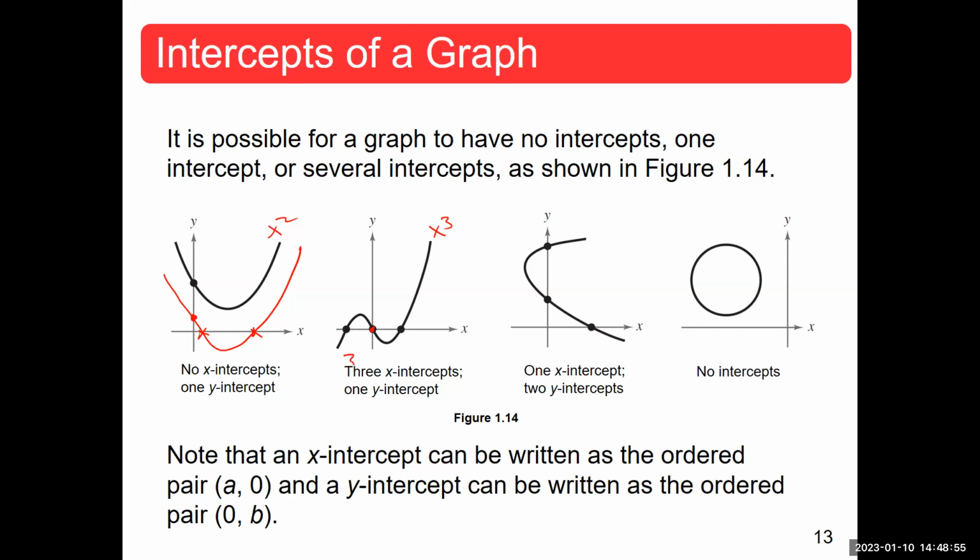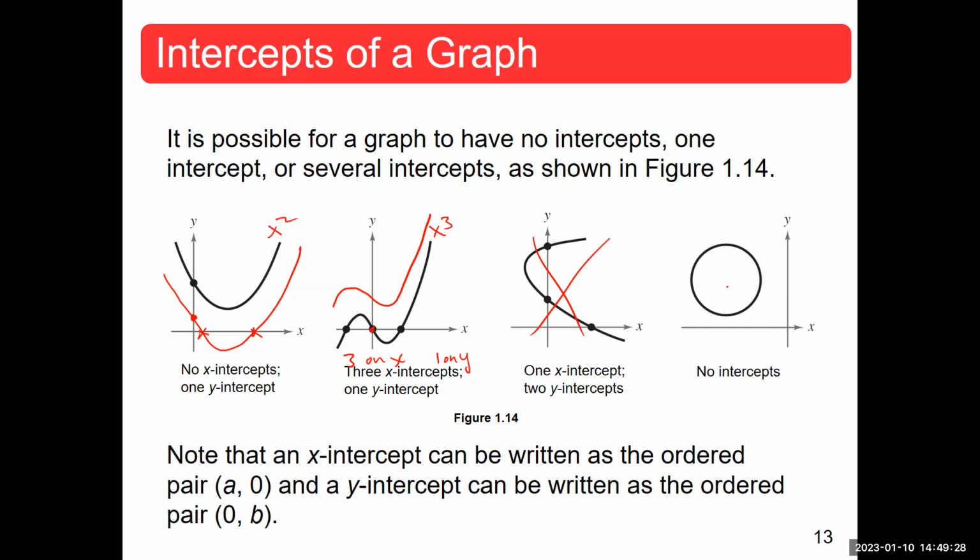Basically, we have 3 on x, 1 on y. However, if I move this graph higher in the space like that, it has only a y-intercept. There is no x-intercept. So it depends on the equation. Don't worry about this one. We don't cover it in this class. It doesn't exist.